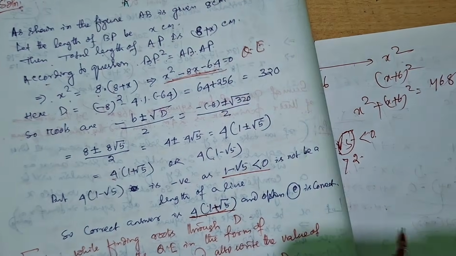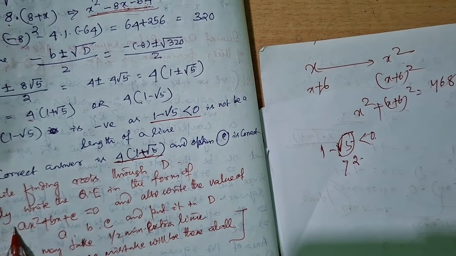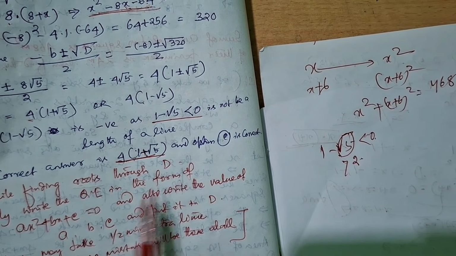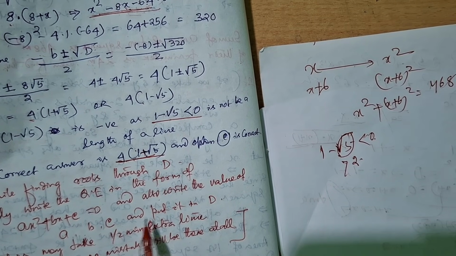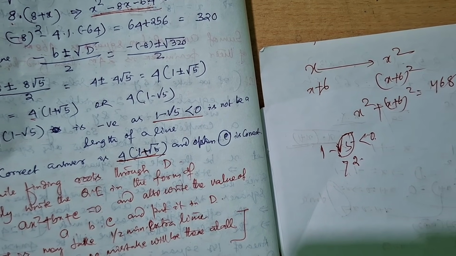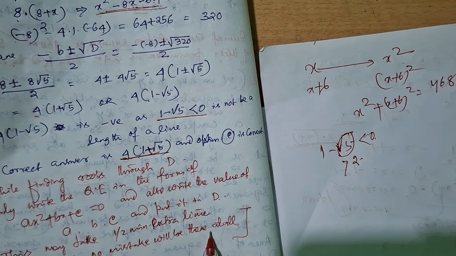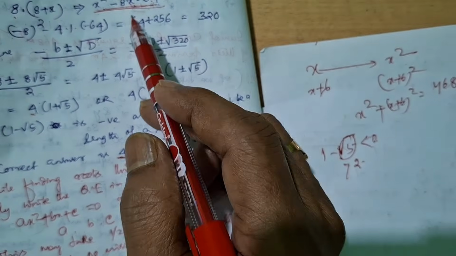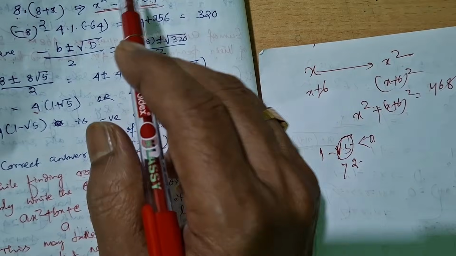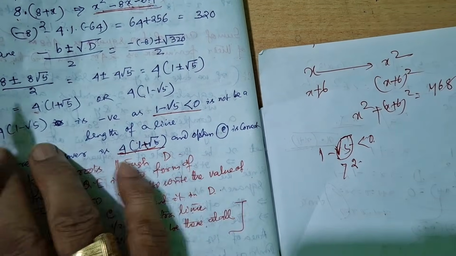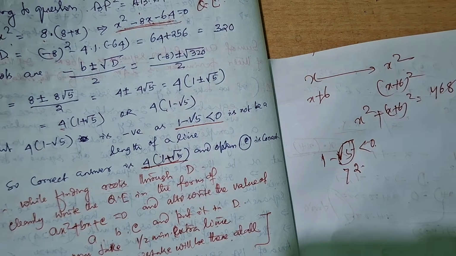Okay, this is the result. You can also verify. While finding roots through D, clearly write the quadratic in the form of ax square plus bx plus c is equal to 0, and also write the value of a, b, c and put it in D. This may take half to 2 minutes extra time, but no mistake will be there at all. Always write a is equal to this, b is equal to this, c is equal to this, then you solve. Always use this in your rough work.